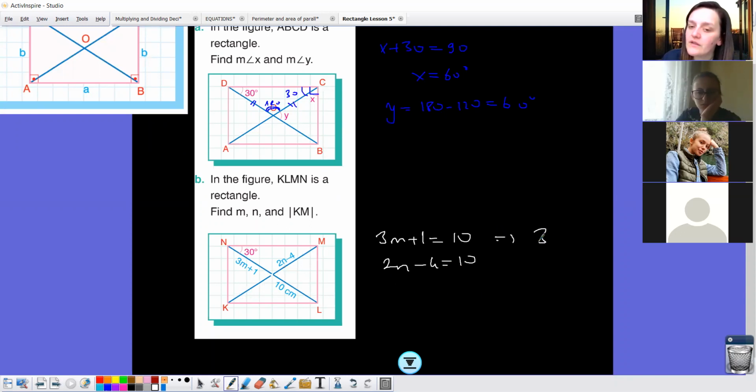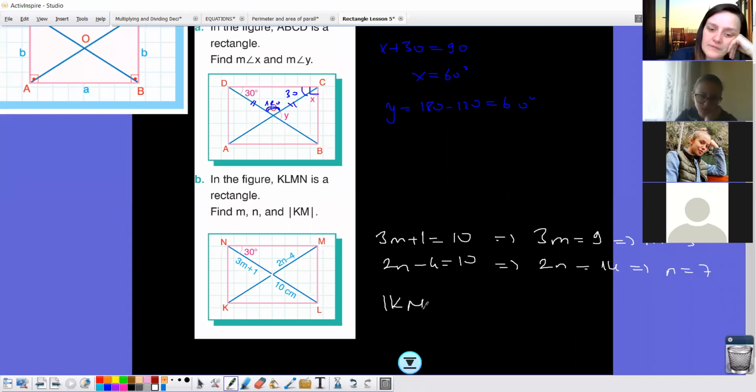So from here, 3m will be 9, so m will be 3, and 2n will be 14, and n will be 7. KM, what is KM? One diagonal, what will be KM? It will be 10 plus 10, which is 20. It's 20. Okay. Did we understand? Yes, teacher. The others? Everyone? Please? I think so, yes.